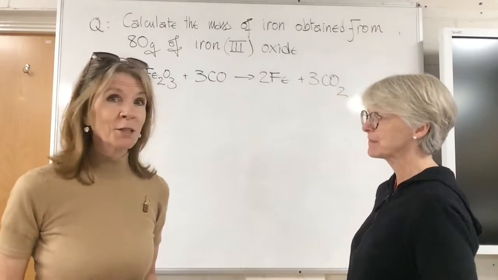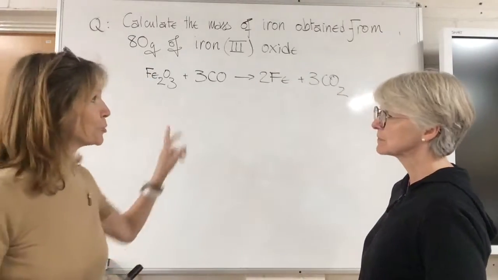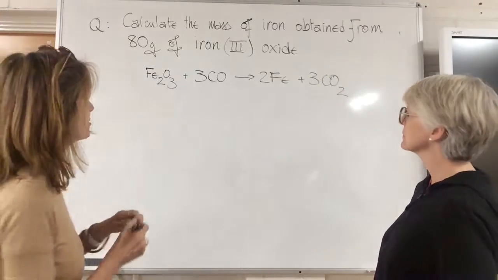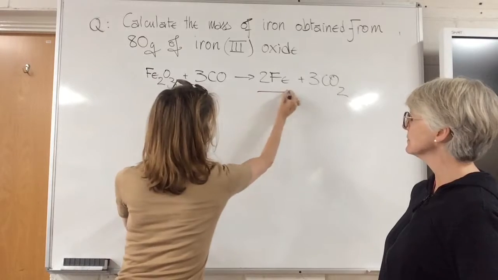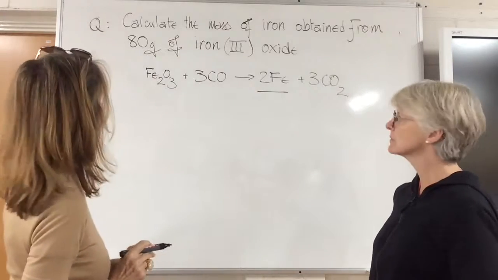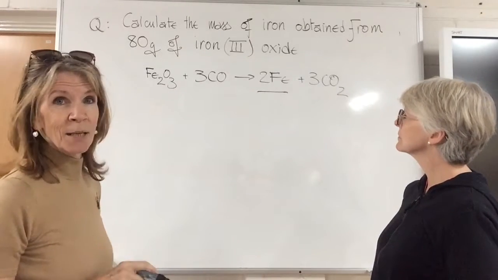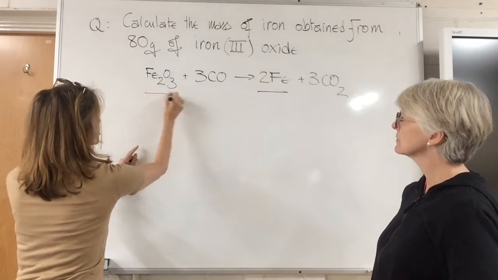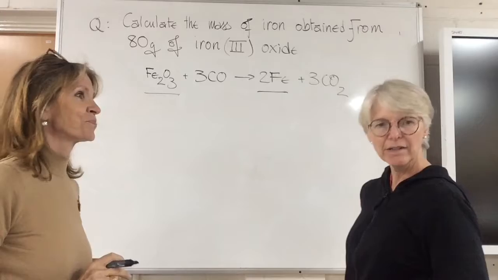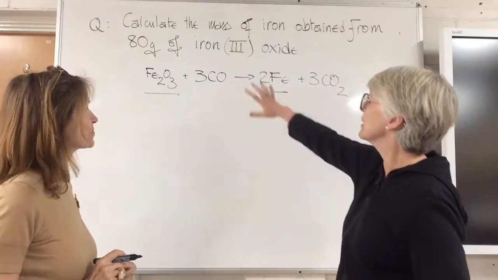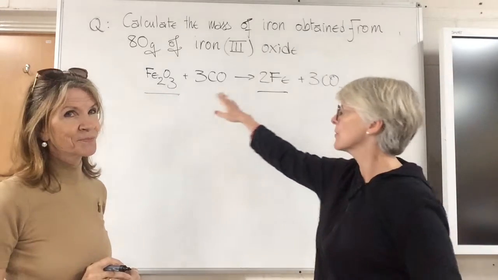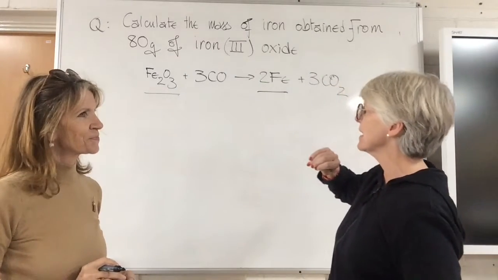Well, what we do is we read the question and then we refer to the chemical equation. So for example, it says mass of iron, so we're interested in this section of the equation, and then it's obtained from 80 grams of iron 3 oxide. Iron 3 oxide is here, so we actually use this section. Very important to underline, because then you can ignore the rest of the equation and just focus on the two things that you're interested in.